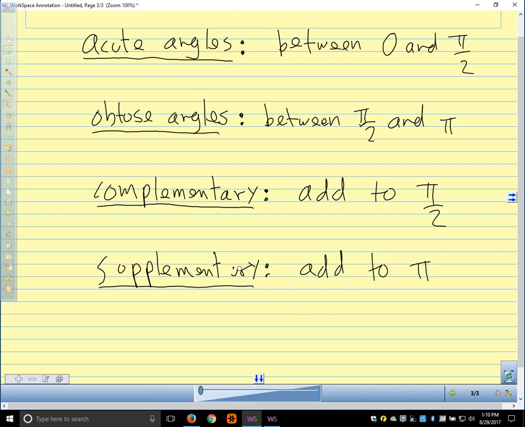So if we're given an angle and it says find its complement, how would we go about doing that? Just subtract from pi over 2. Same thing for supplement. If we wanted to find the supplement, subtract from pi.